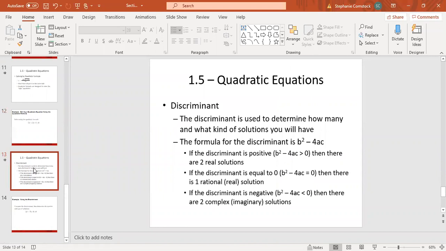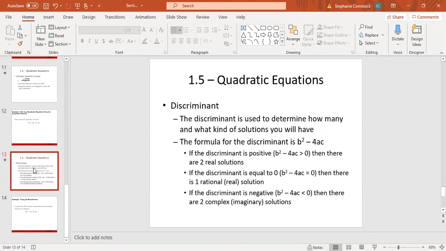is this thing called the discriminant. Okay. Now the discriminant is going to tell you how many answers you're going to have and what type they are. The discriminant is the b squared minus 4ac. It's the part that's underneath the square root when you're looking at that quadratic formula.